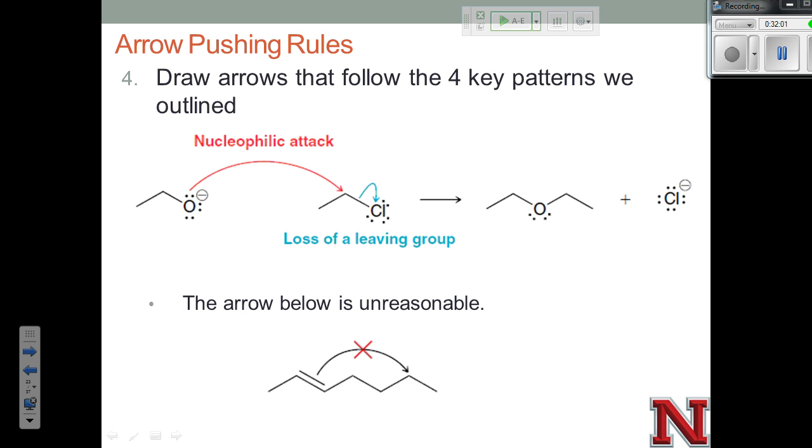But it doesn't. So I don't really like this rule in the book about following the 4 key patterns. It's not really that you're breaking the 4 key patterns here. It's just there's no reason for this to react with this. There is no functionality of this carbon. This carbon is unreactive to any nucleophile. There's no leaving group. There's no partial positive. The only thing that this carbon would do is a radical reaction, and we haven't talked about that yet.